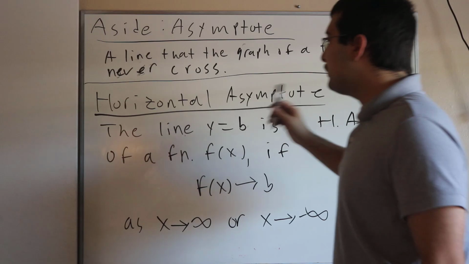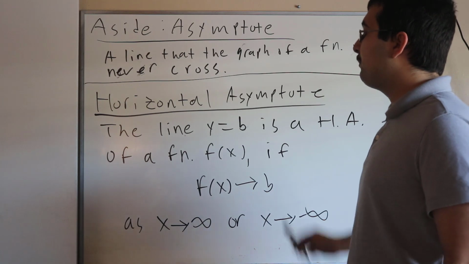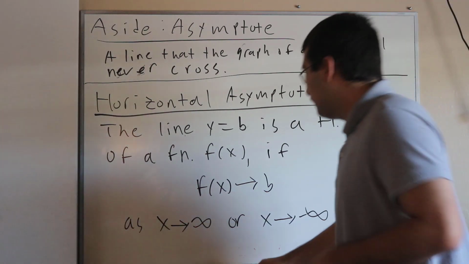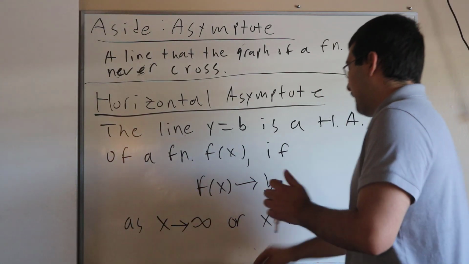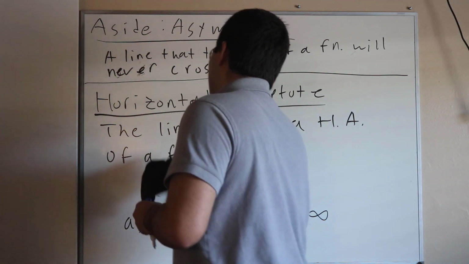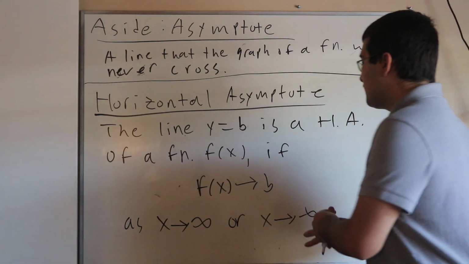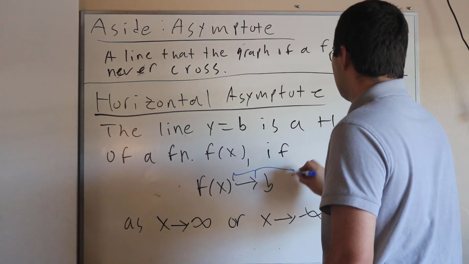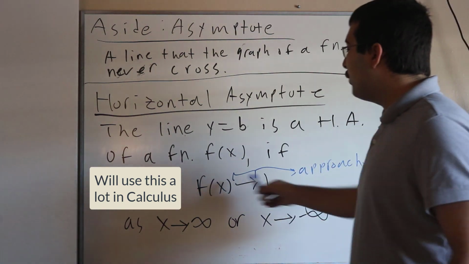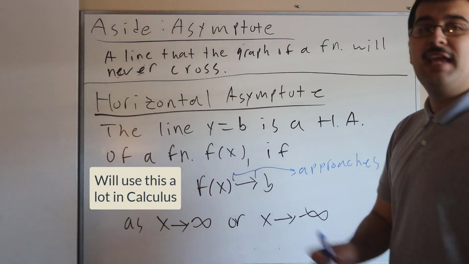We say the line y equals b is a horizontal asymptote of a function f of x if f of x arrow b. In mathematical language, this is read as: if f of x approaches b, so that arrow means approaches, as x approaches infinity or x approaches negative infinity.